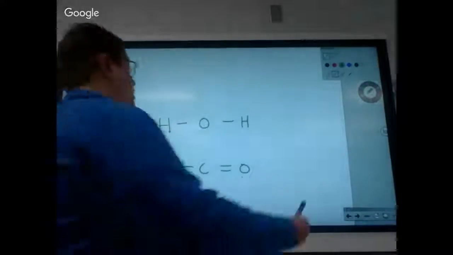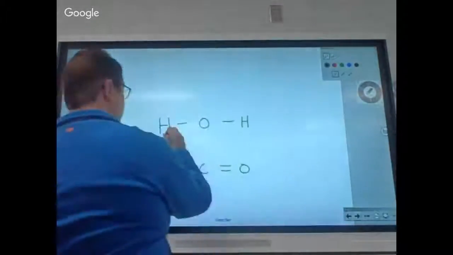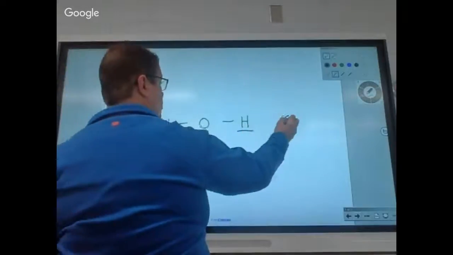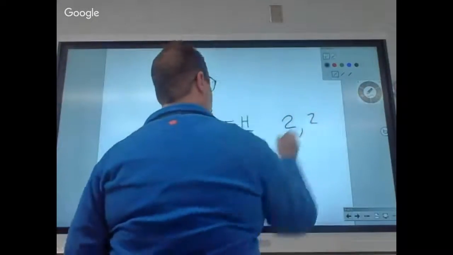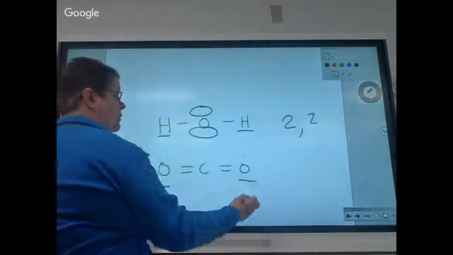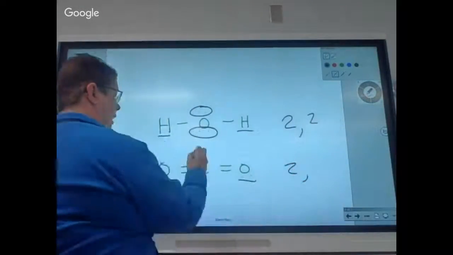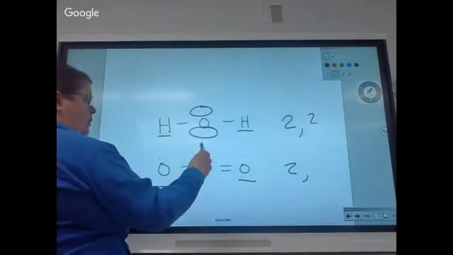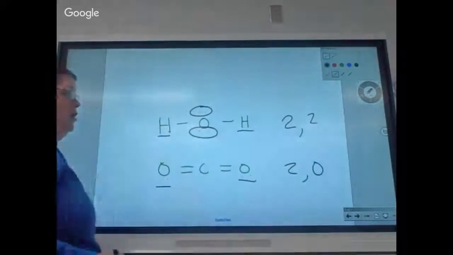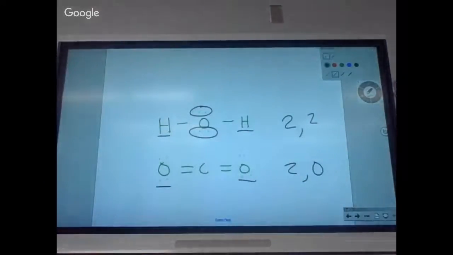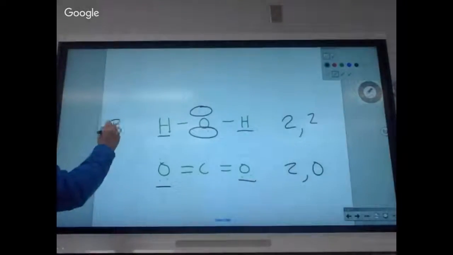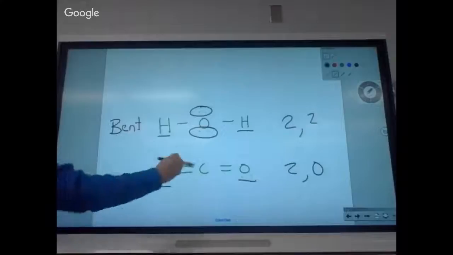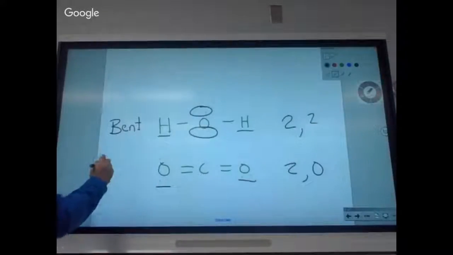Okay, so this geometry would be how many atoms? 2, and how many lone pairs? 2. This one has how many atoms? 2, but how many lone pairs on the central atom? 0. So the top geometry is what? The top one up here is what? That's bent. Has lone pairs. This one had no lone pairs, so it's linear.